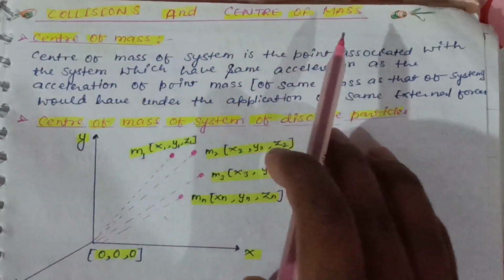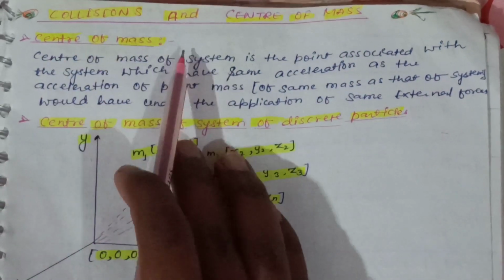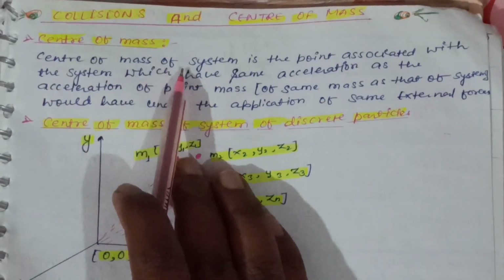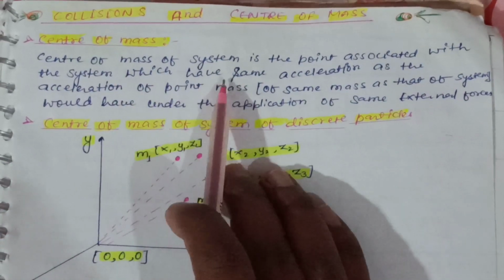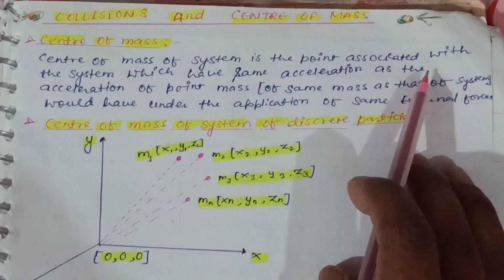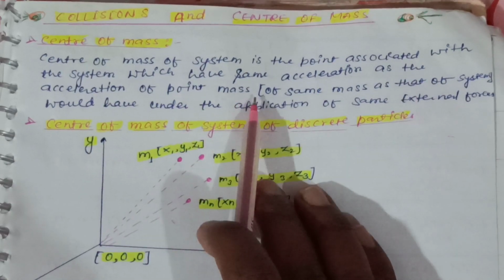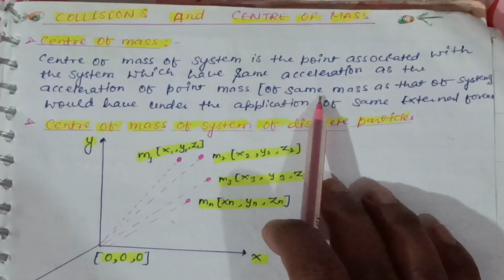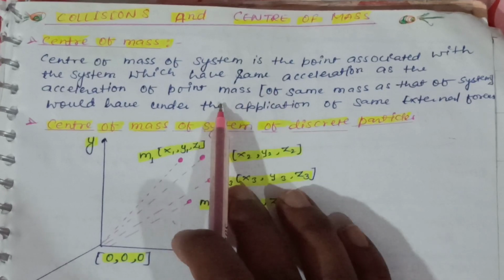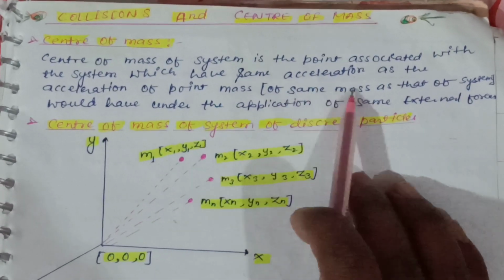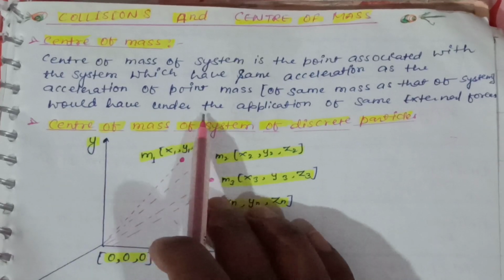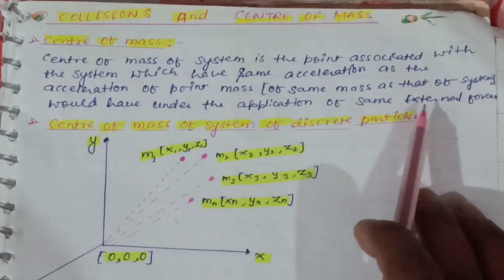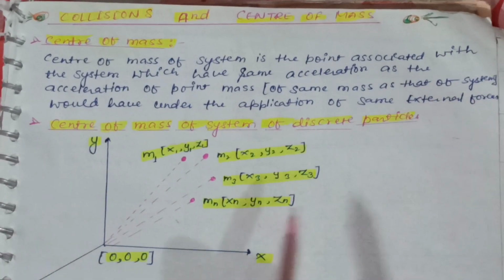Collision and center of mass. Center of mass of a system is the point associated with the system which has the same relation as the acceleration of a point mass of the same mass as that of the system would have under the application of the same external force.